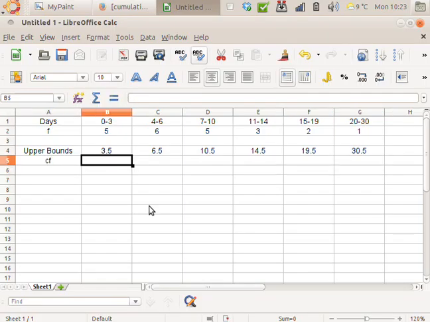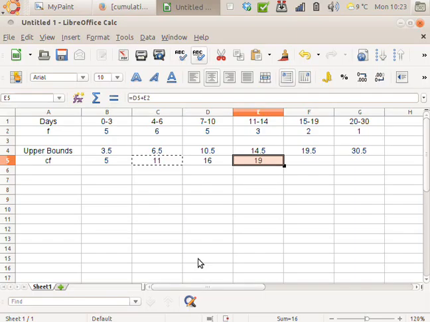5. So that equals the first one here, 5. Then 11. And the next one should be 11. And the next one? 16, and so on. Okay? What do you do with this data?